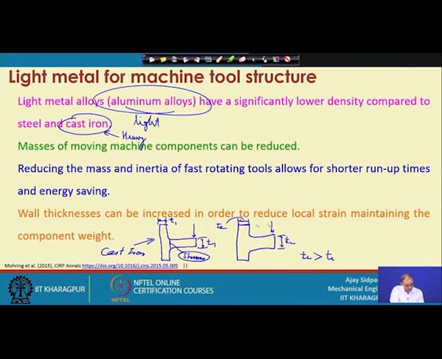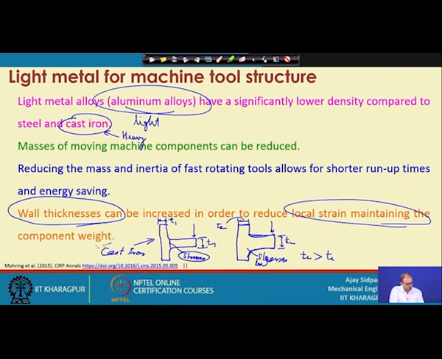So, in this case you can increase the wall thickness here to reduce the local strain. Now your thickness is a little bit more compared to the earlier case, so your stresses will be expectedly low, maintaining the weight of the component, because we know the density difference is high. So, even if you increase this thickness, your weight will not increase at such a high rate, because of the density difference. So, the weight will be the same for both cases, that is W1 equal to W2, even though you are increasing the thickness of this part.